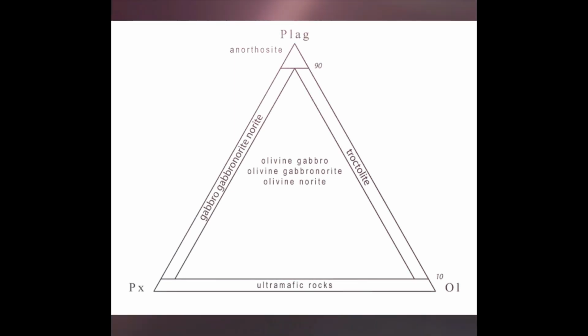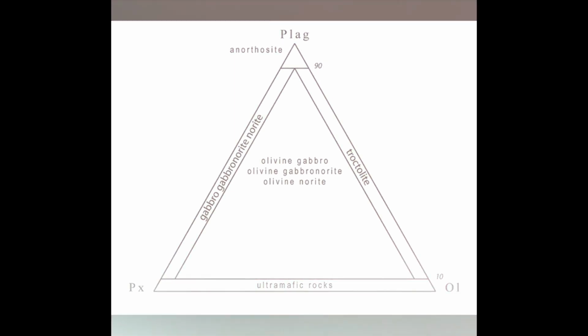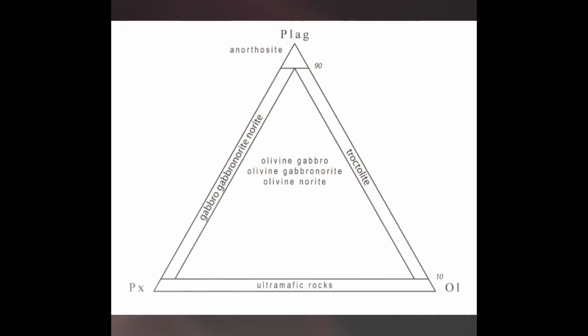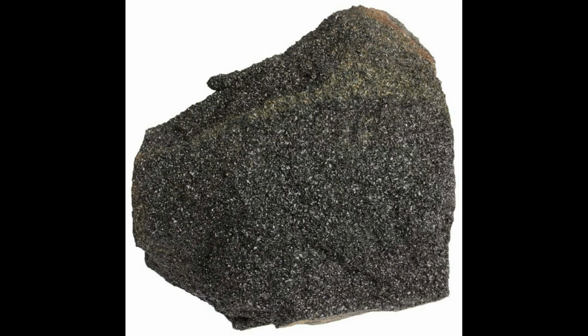So it's quite obvious that there will be a rock in which plagioclase and olivine will be in abundance, and it will contain a very small amount of pyroxene. Well, we have a rock like that for you. That's called troctolite. There is also a rock group which contains olivine and pyroxene and a very small amount of plagioclase, and these rocks are called ultramafic rocks.